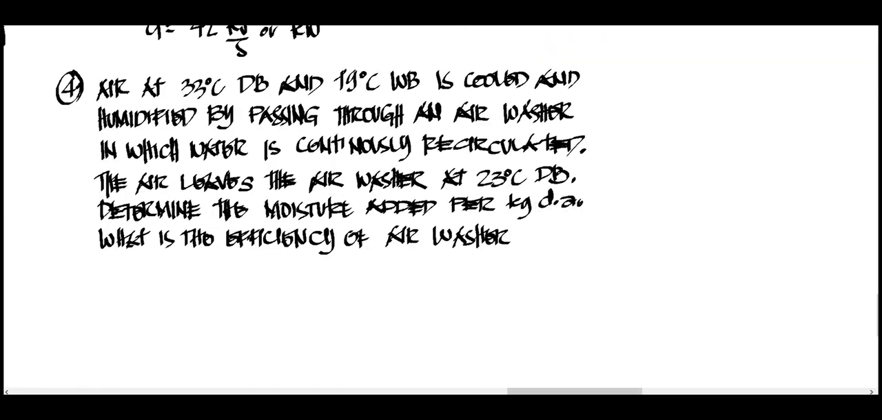So we have here sample problem 4. Air at 32 degrees Celsius dry bulb and 19 degrees wet bulb is cooled and humidified by passing through an air washer in which the water is continuously recirculated. The air leaves the air washer at 20 degrees dry bulb. Determine the moisture added per kilogram of dry air and the efficiency of the washer.